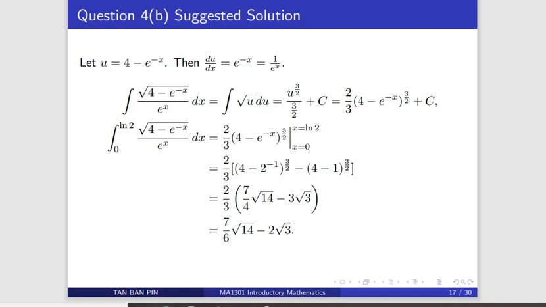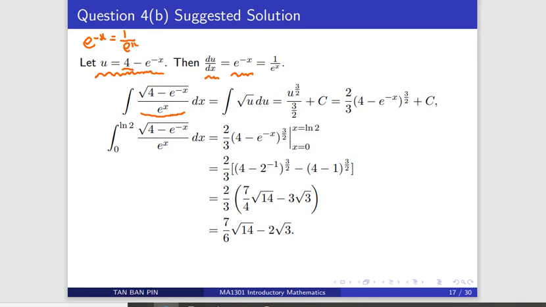In this question, we want to integrate square root of 4 minus e^(-x) over e^x. And you have to know that e power minus x is actually 1 over e power x. And with that, you'll see that if you let u be 4 minus e^(-x), then du/dx will be just e^(-x).